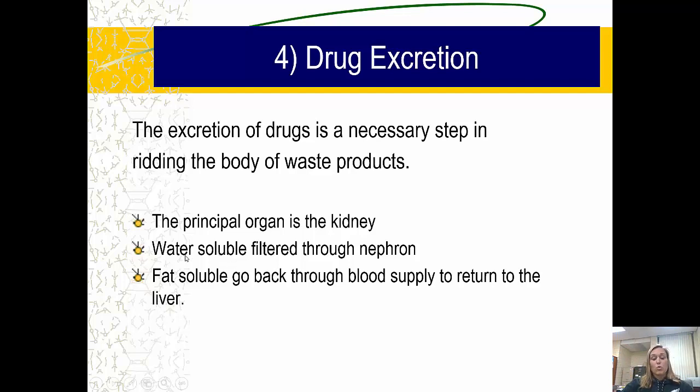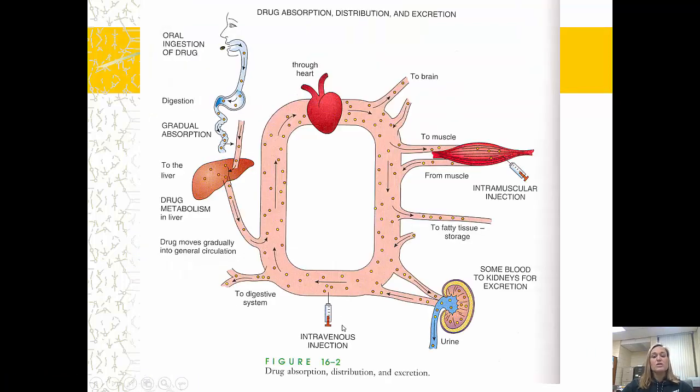Okay, so the water-soluble then goes through the nephrons of the kidney and then out to the urethra and the ureters. The fat-soluble, they go right back to the liver. So this is like a really great visual, and I'm actually going to start here and kind of show you what happens to a drug if you start by taking it in pill form.